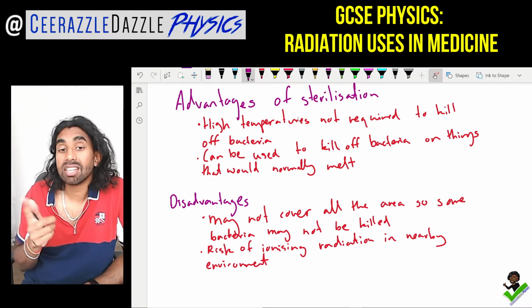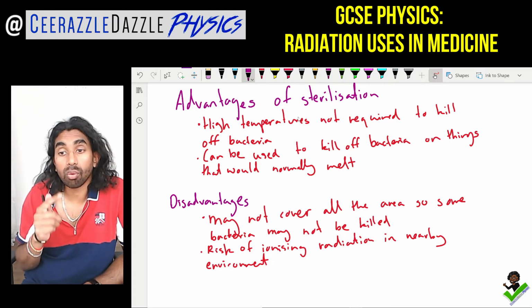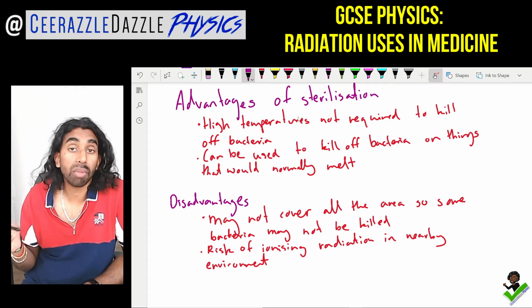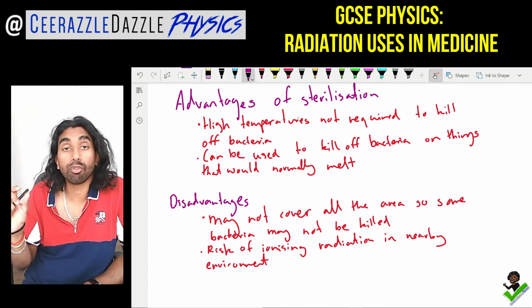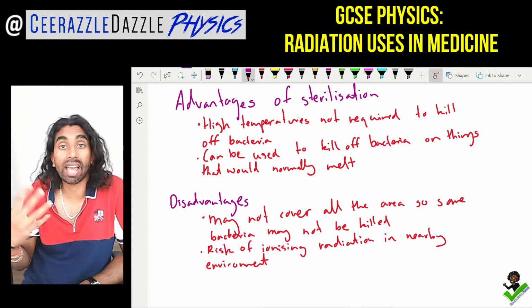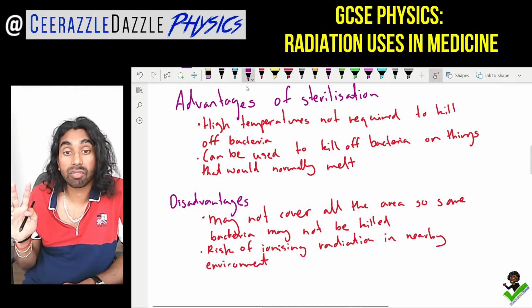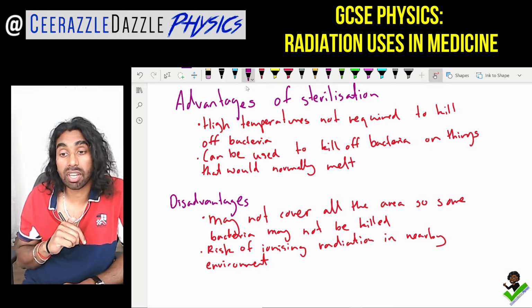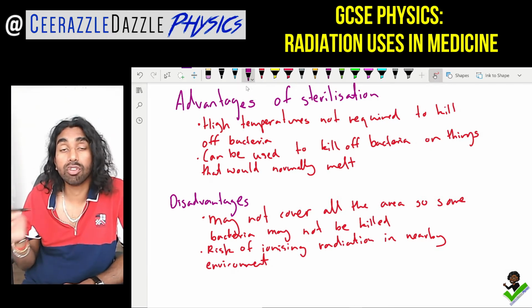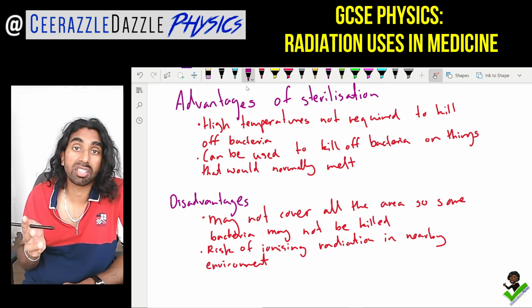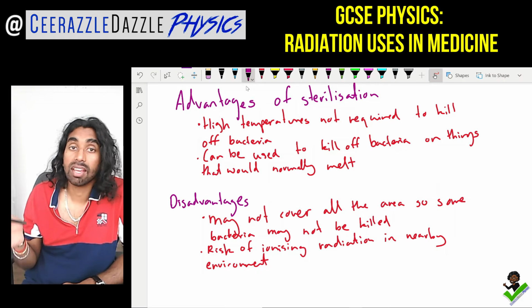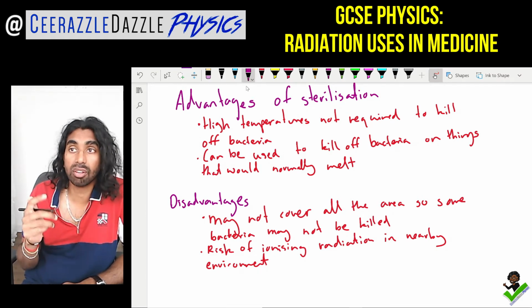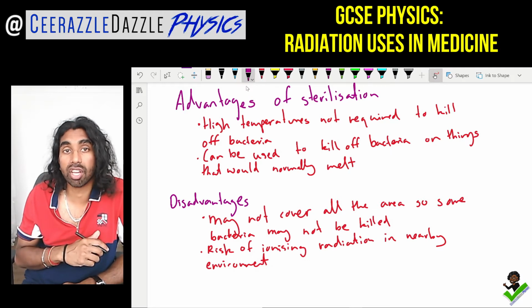Easy stuff. Disadvantages. It may not cover all the area, so the bacteria may not all be killed. That's the key thing here. If you're firing it from one side, it might not kill off all the bacteria, so you've got to irradiate it from all angles to kill it off properly. Second disadvantage, the risk of ionizing radiation in the nearby environment. If you're using gamma radiation, you're exposed to more ionizing radiation, and that can lead to a mutation in your DNA, and therefore can lead to tumors and cancer. So you have to take your precautions when using gamma radiation.